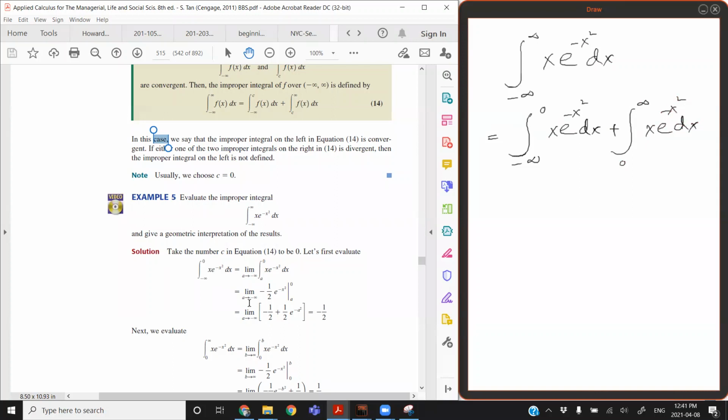Yeah, so it's usually easier to take c. I could use 1, I could use 10. Doesn't matter. Any c, any real number. But it would be easier if I just use 0. Now, let's do this one first.